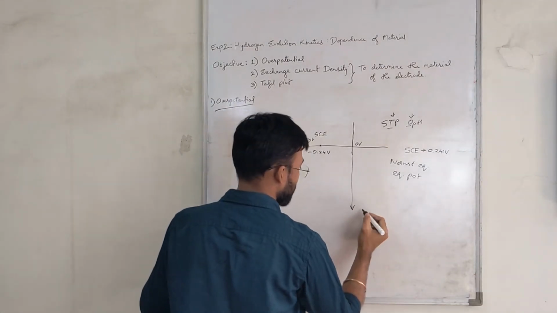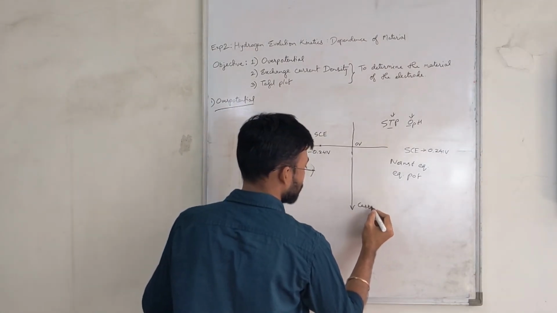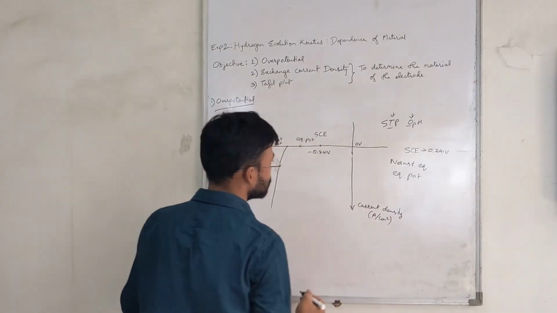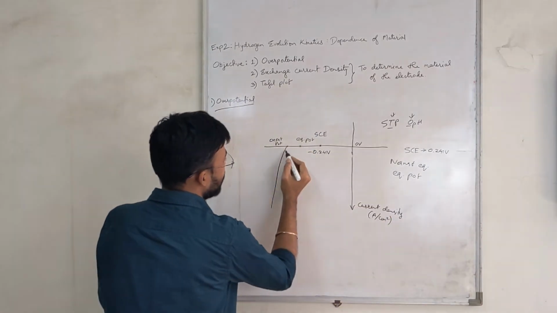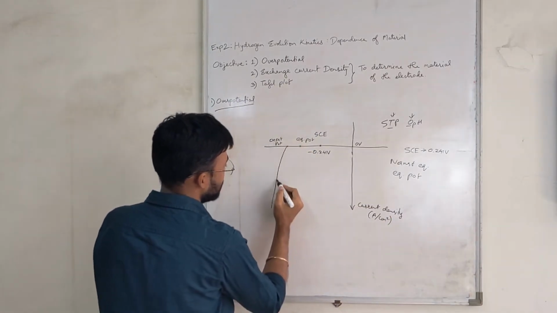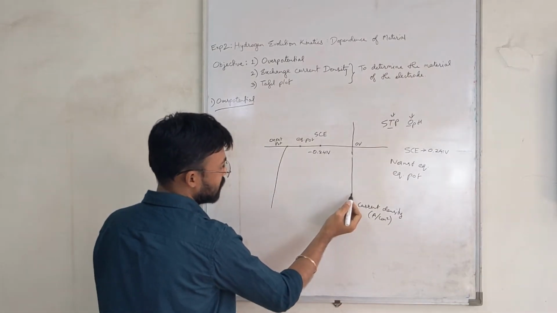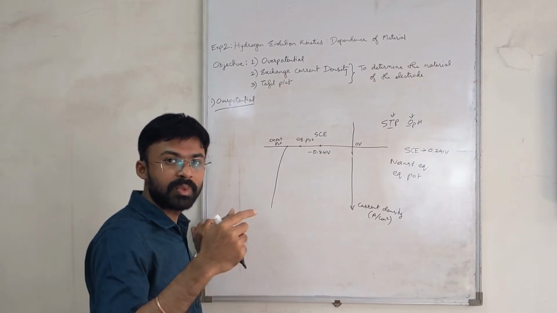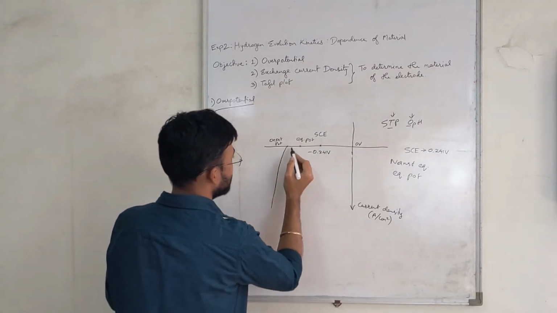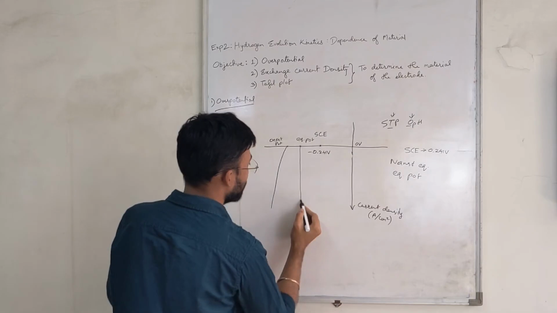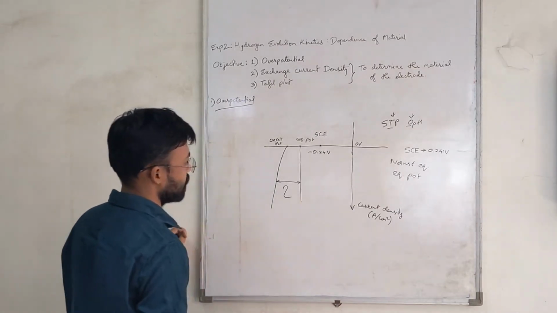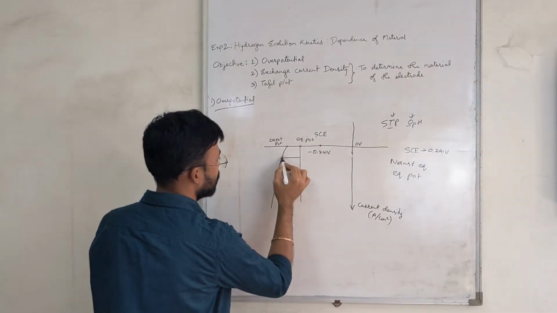On the y-axis it is the current density, measured in amperes per centimeter square. The more voltage that you apply, you will see that the current density will keep on increasing. The current density indicates the amount of hydrogen gas that is being evolved. Okay, so any voltage above the equilibrium potential, this is the overpotential. Anything above it is the overpotential.